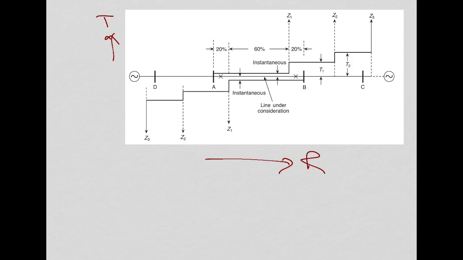Now one scenario is there: a fault in the end 20% of the line falls within the first zone of the distance relay installed at the nearest end, and there is no ambiguity about its location. The same fault, when seen from the far end, because of uncertainties involved, could well be beyond the bus. If it is in this area, then it is beyond the bus.